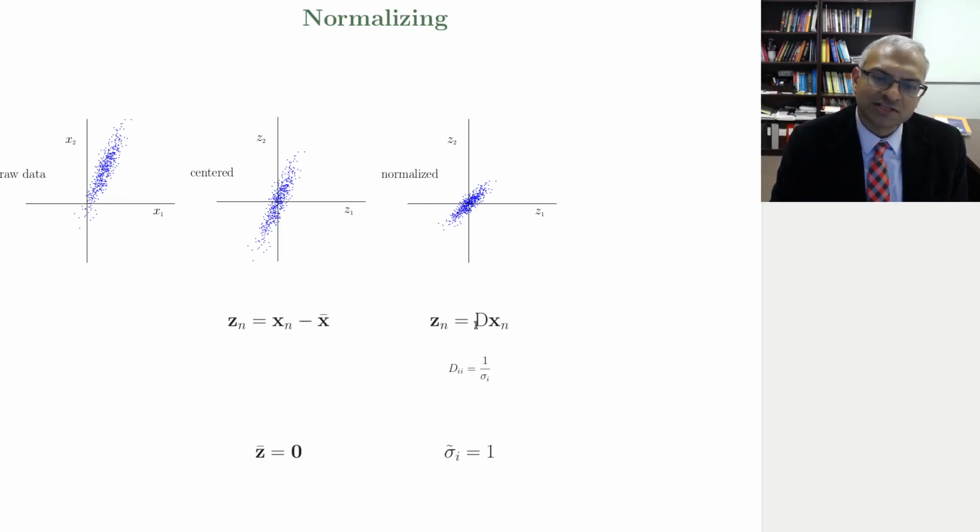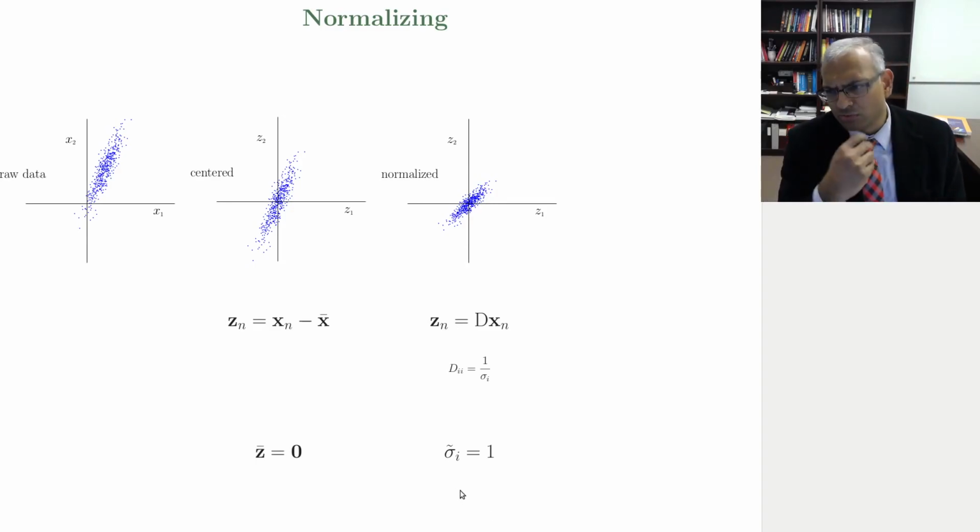Okay, where this matrix D is a diagonal matrix, and each diagonal entry d_ii is 1 over the standard deviation for the corresponding dimension, so 1 over sigma_i. After you have transformed in this way, after you have normalized, after you have rescaled each dimension, if you compute the variance of the z's in each dimension, you'll find that the variance is 1. I won't go through that little derivation. It's very easy for you to convince yourself.